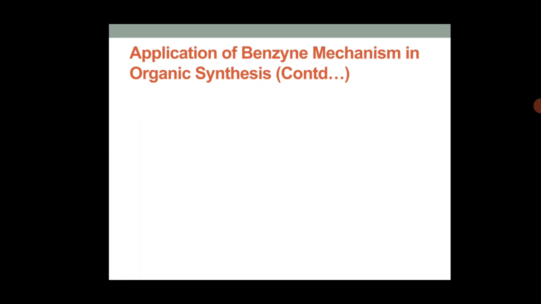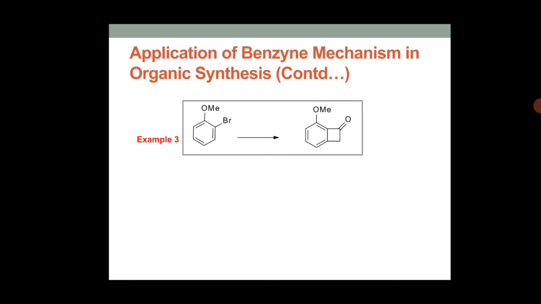Example 3. We want to convert ortho-bromoanisole to this benzocyclobutane derivative. How can we do so? Yes, this is also an aryl halide. Can't we think of a benzyne intermediate?